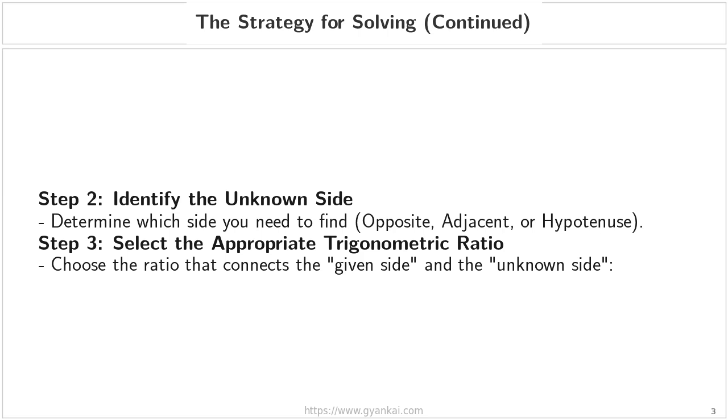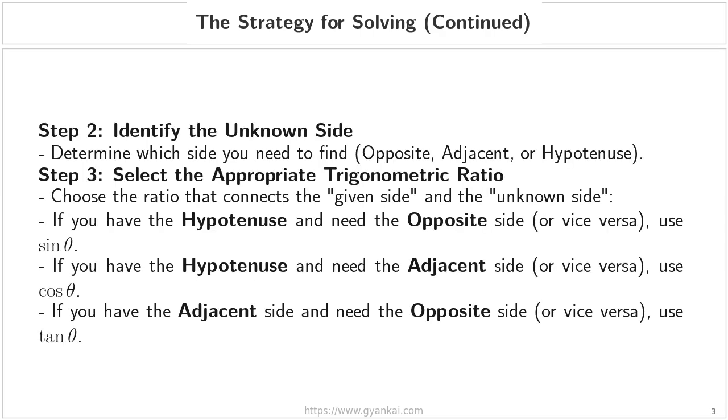To do this successfully, you must choose the ratio that acts as a bridge, connecting the given side you identified in the previous step to the unknown side you just identified. Let's break down your 3 options. First, if your problem involves the hypotenuse and the opposite side, or if you already have the opposite side and need the hypotenuse, you will use the sine of theta.